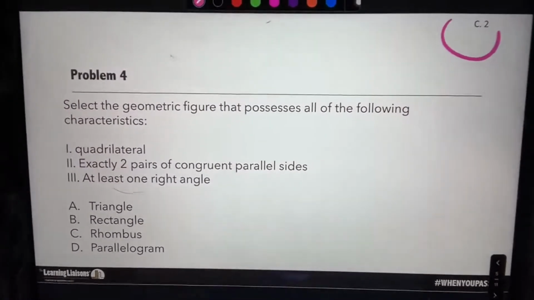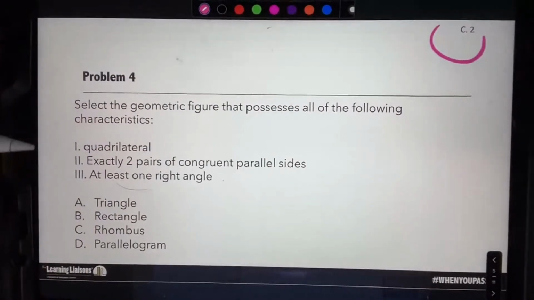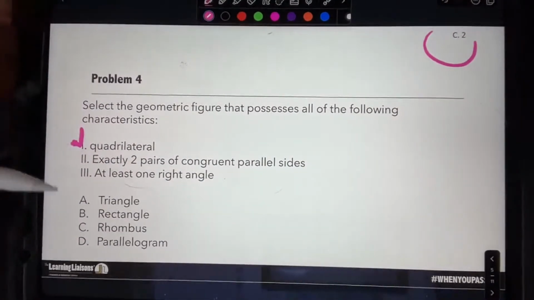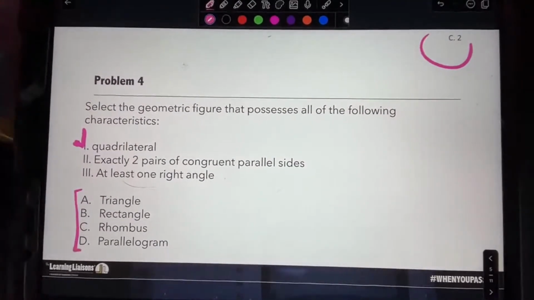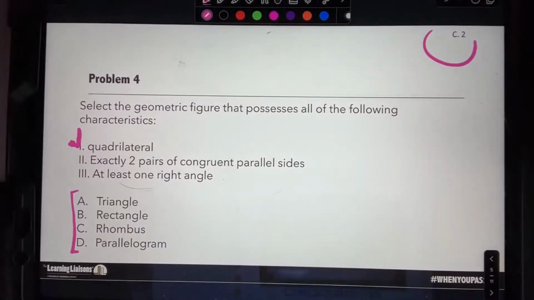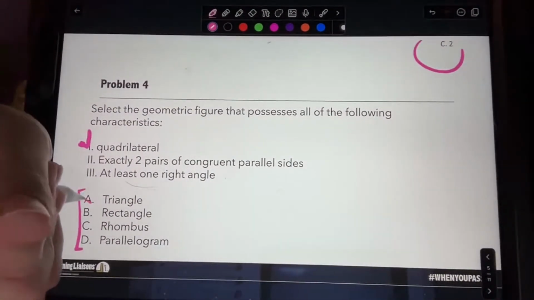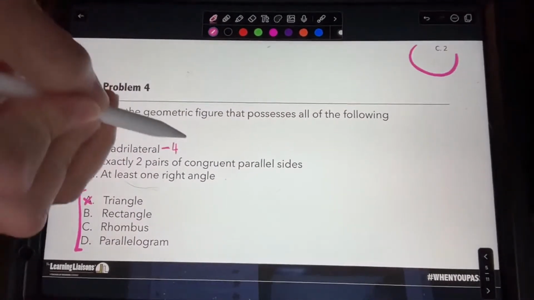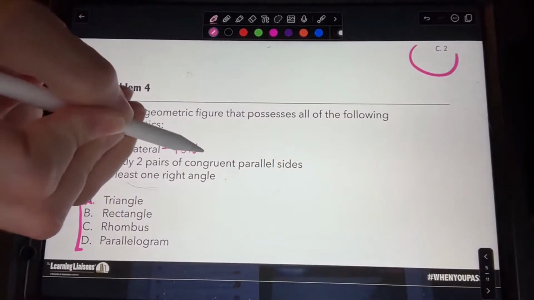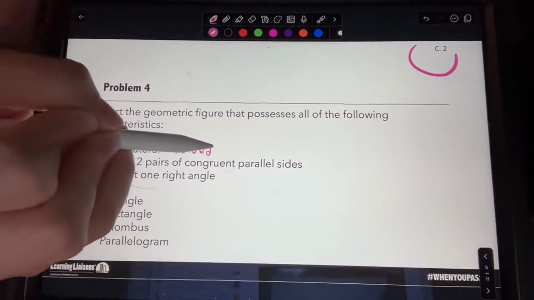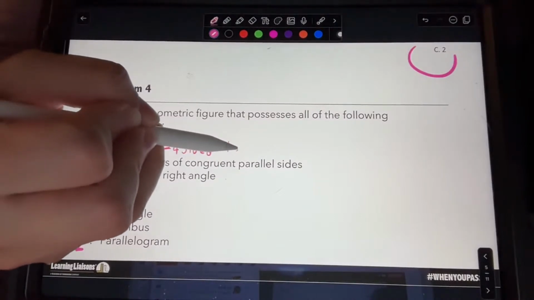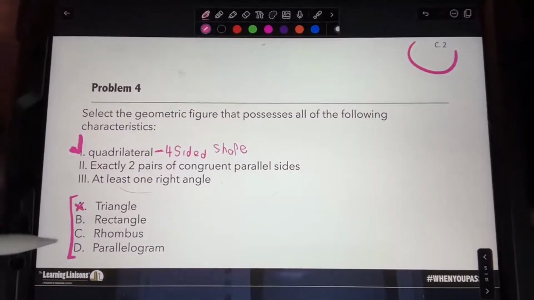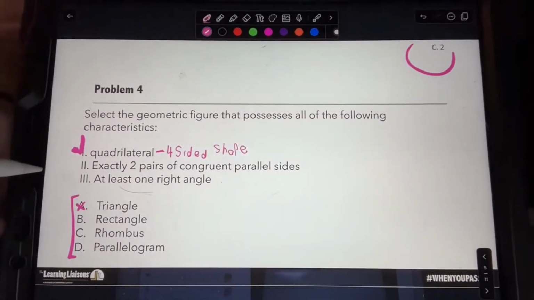So when we think about what they have to be, it has to be a quadrilateral. Well, which answer choice is automatically out because it has to be a quadrilateral? Triangle. A quadrilateral, by definition, is a 4-sided shape. Yes, Jen, excellent job. So if it's a 4-sided shape, then triangle is out. Now it's between rectangle, rhombus, and parallelogram.